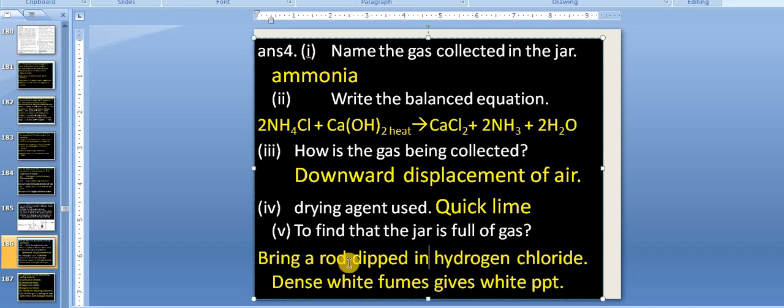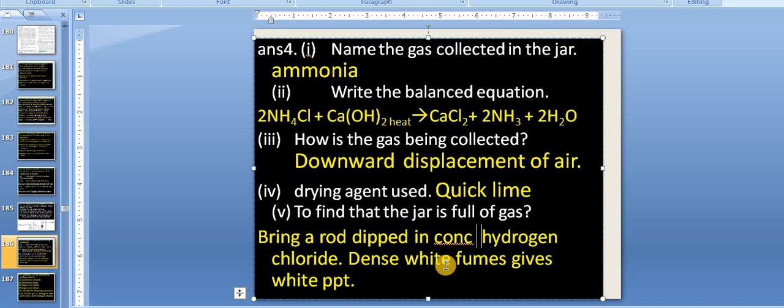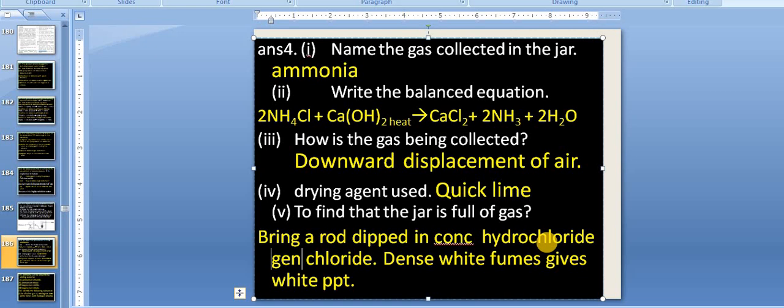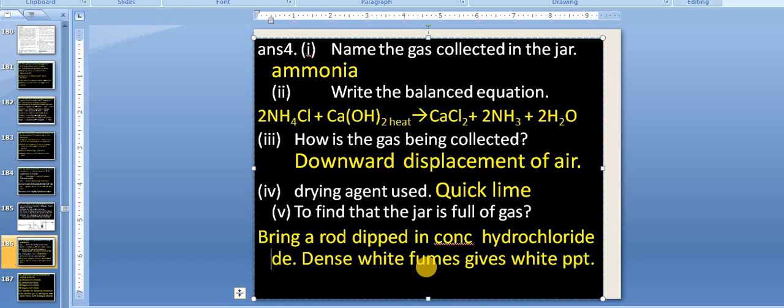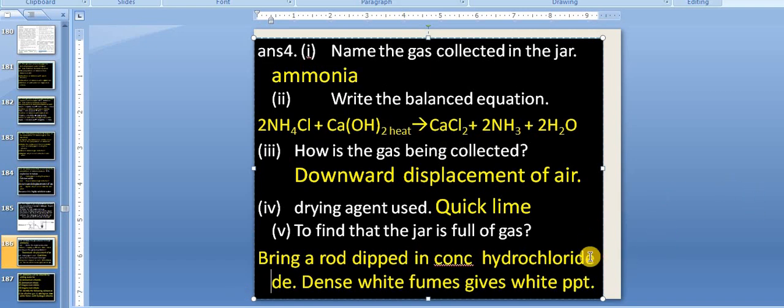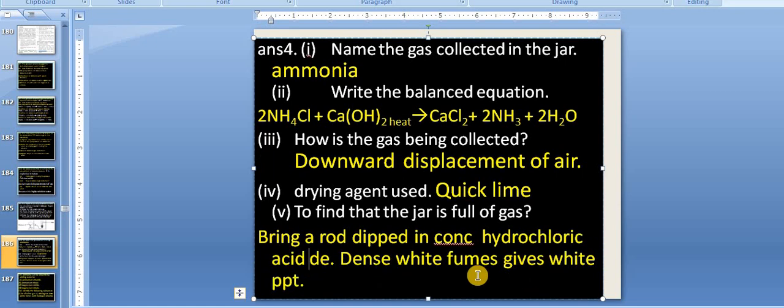Instead bring a rod dipped in concentrated hydrochloric acid, not hydrogen chloride, concentrated hydrochloric acid. Although both will give a reaction. Sir, why only concentrated do we have to use?